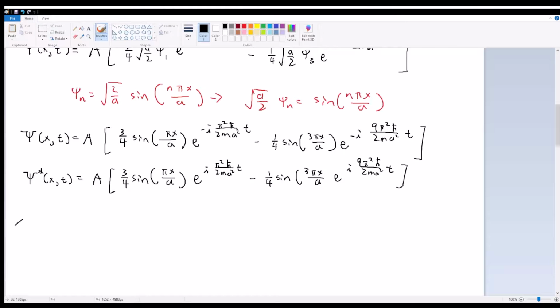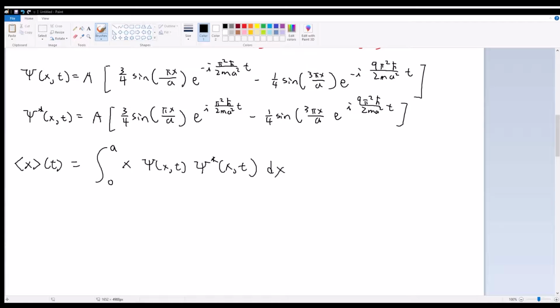Then we can recognize that the expectation value of x with respect to time is going to equal the integral from 0 to a of x times psi x comma t multiplied by psi star x comma t. So now it's just a matter of multiplying this doozy of a function together. Okay, here we are on the worst part of this problem. I'm going to start off by distributing out 1/4 for all of these terms.